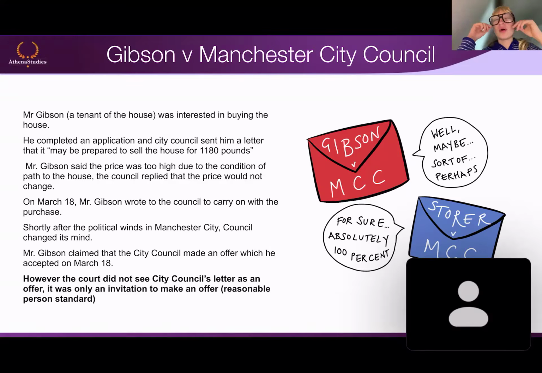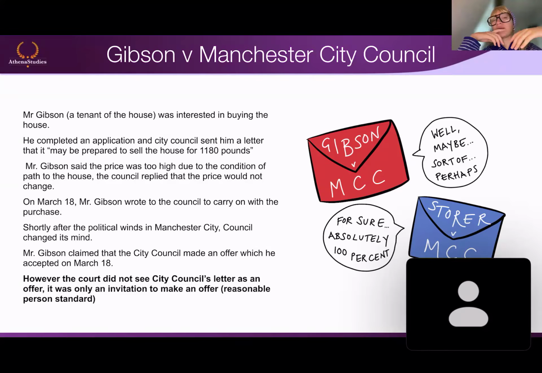Mr. Gibson says that, well, I think the price is too high because there is construction work going on in front of my house, so I cannot really access the road. So maybe could you lower it a little, please? Well, the council rejected it and said that no, the price does not change. It stays the same. A few days later, a few weeks later, doesn't matter. You don't need to know the time. In this case, Mr. Gibson writes to the council and says, well, okay, if you don't want to change the price, that's fine. Still carry on with the purchase, please. I'm still buying the house.